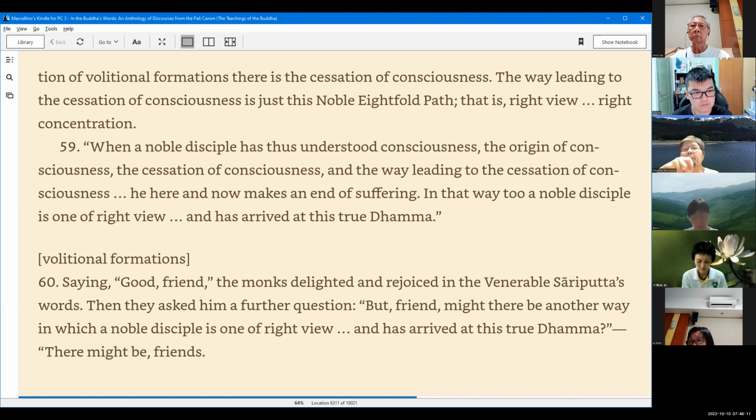The way leading to the cessation of consciousness is just this Noble Eightfold Path, that is, right view up to right concentration. When a noble disciple has thus understood consciousness, the origin of consciousness, the cessation of consciousness, and the way leading to the cessation of consciousness, he here and now makes an end of suffering. In that way, too, a noble disciple is one of right view and has arrived at this true Dharma.